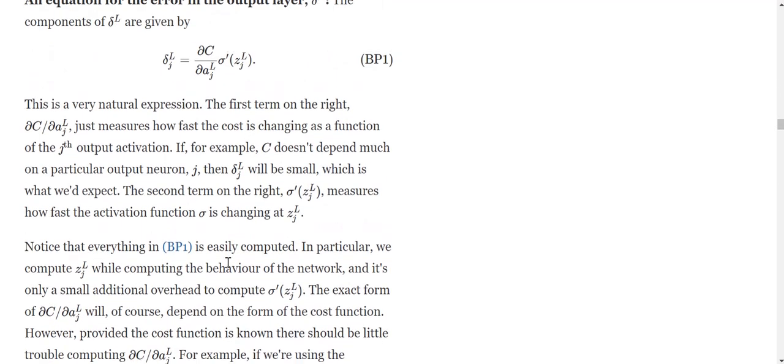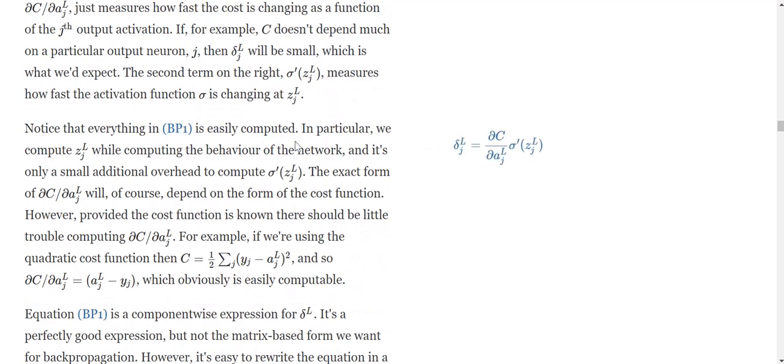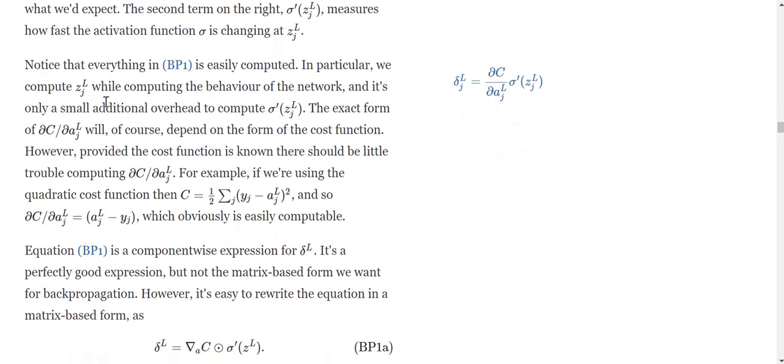Notice that this equation is easily computed. In particular, we compute ZJL while computing the behavior of the network, and it's only a small additional overhead to compute the value of the derivative of sigmoid at the particular point. The exact form of this partial derivative will of course depend on the form of the cost function. However, provided the cost function is known, there should be little trouble computing this derivative. For example, if you're using the quadratic cost, this is obviously computable.